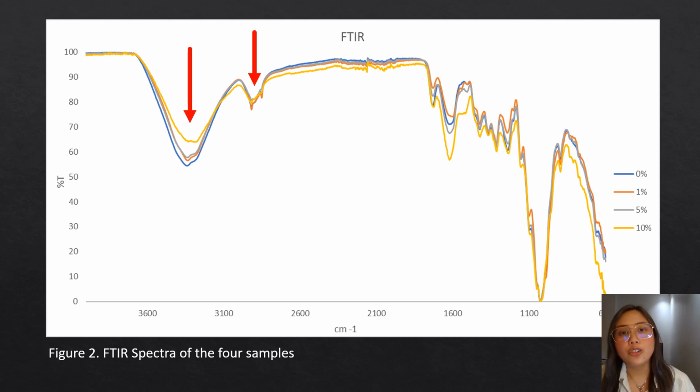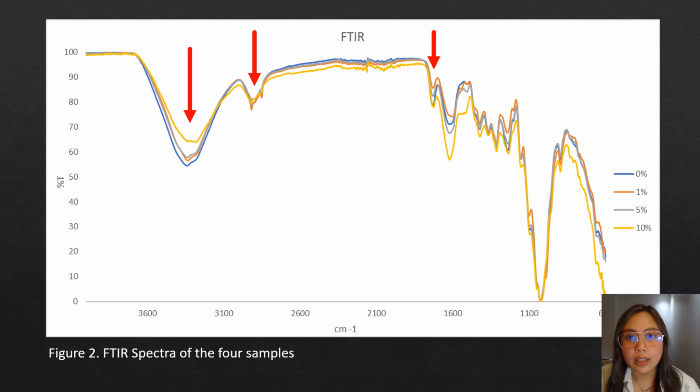At 2,918 and 2,852 per centimeter, the CH stretching of hemicellulose can be seen as two shoulder peaks. No change can be seen at the untreated and 1% treated fibers, but the peak decreased when the fibers were treated with higher concentrations. When the fiber was treated with 5% acid, the peak decreases. But at 10%, there is a slight increase in the peak.